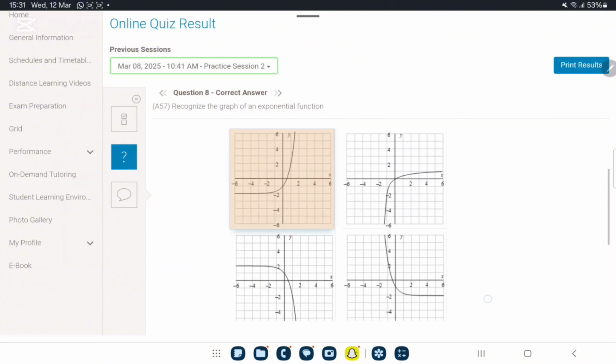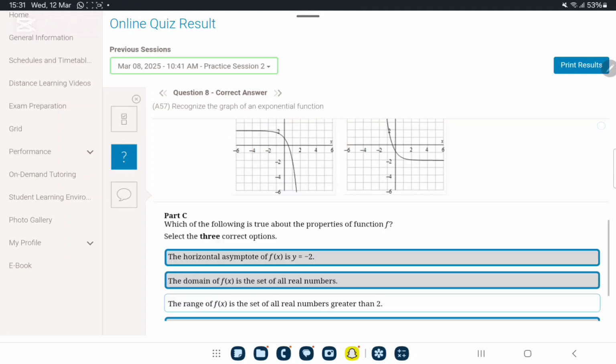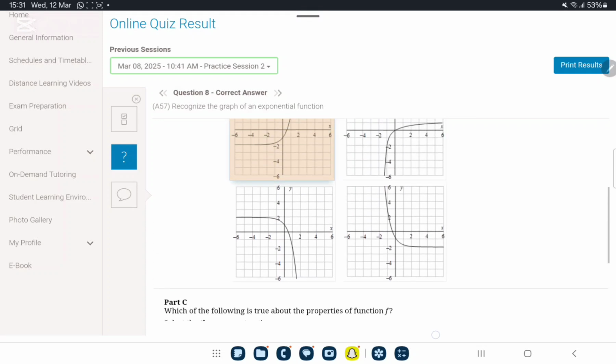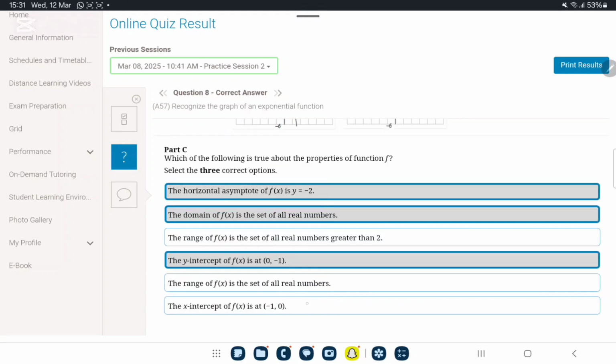But we go up again. Y-intercept crosses the y-axis down here, so (0, minus 1). The range is not the set of all real numbers, it has an asymptote. And the x-intercept we got here, it's almost 0.5. You look at the graph, it's not minus 1.